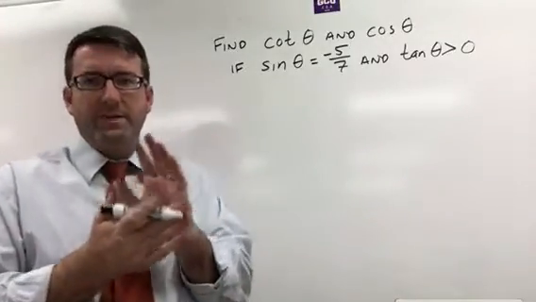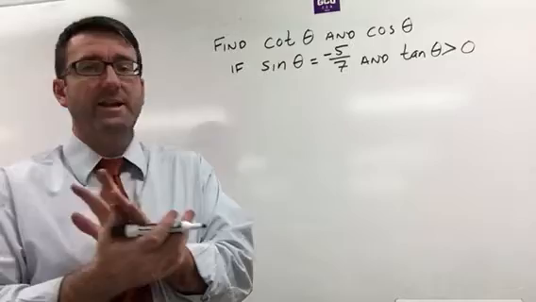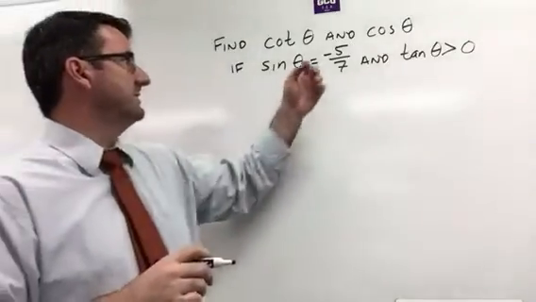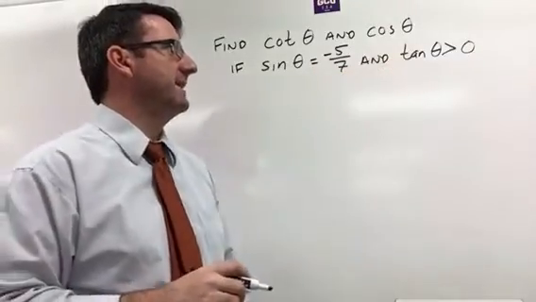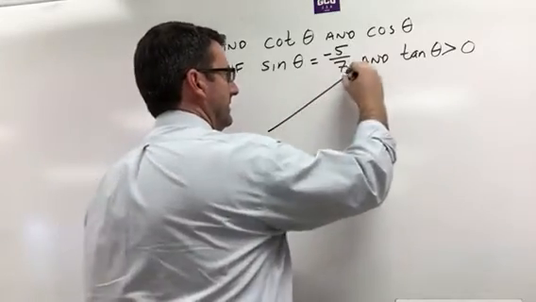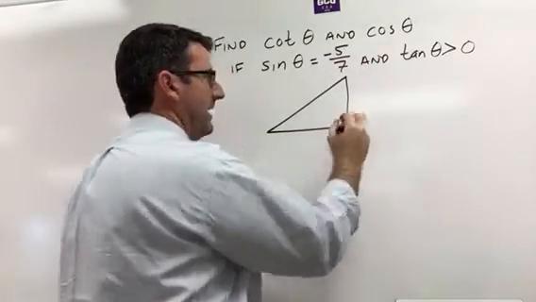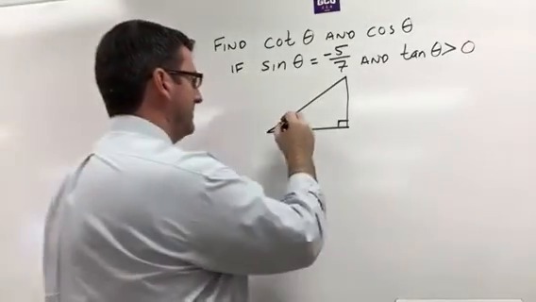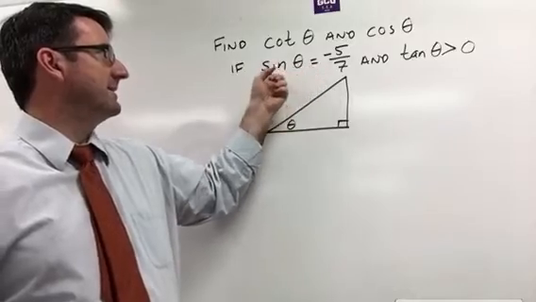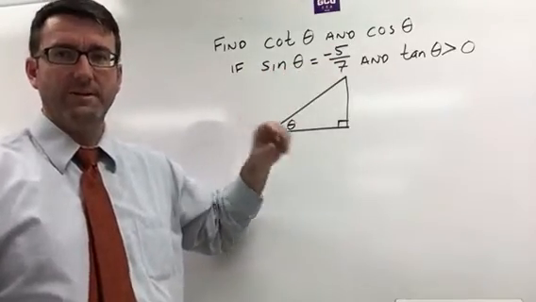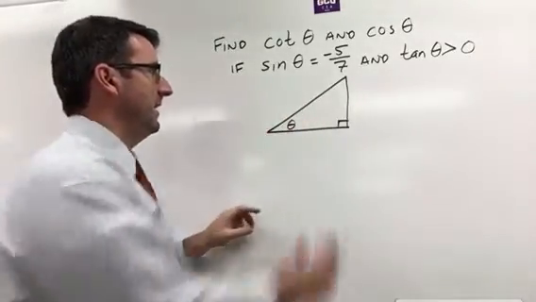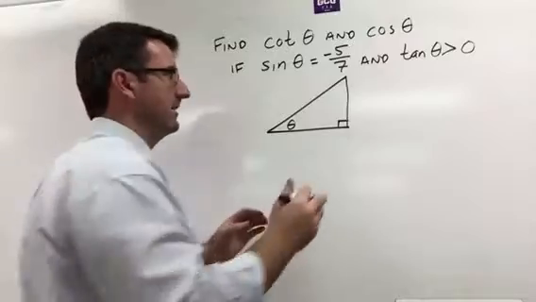All right, number one, we're asked to find cotangent of theta and cosine of theta if sine of theta equals -5/7 and tangent of theta is greater than 0. All right, so this is one where we're going to draw a right triangle, and then we'll label this angle here theta. And then since sine of theta is -5/7 and sine is opposite over hypotenuse, we can label two of the sides of our right triangle.